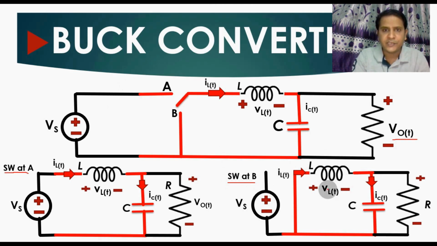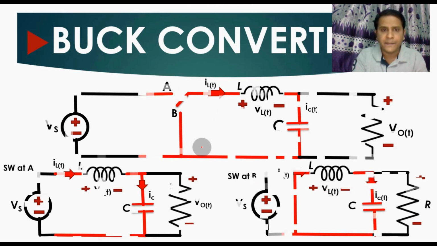So hope you understand how buck converter looks like, and what is the function if switch is connected at node A, and what is the function when switch is connected at node B. Okay, so this is the basic realization of a buck converter, how buck converter looks like, and what is the behavior of buck converter, right?